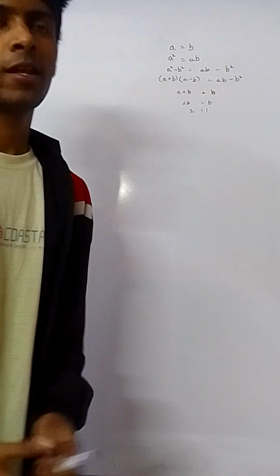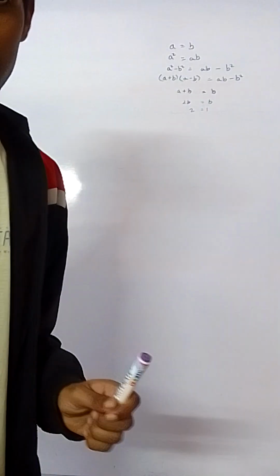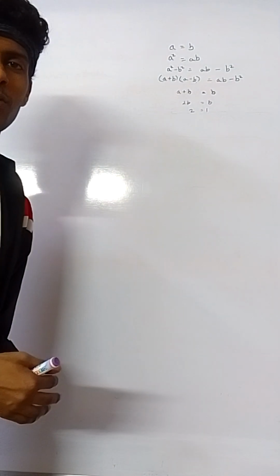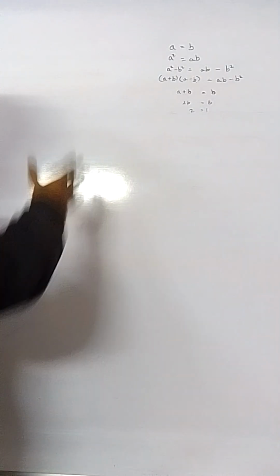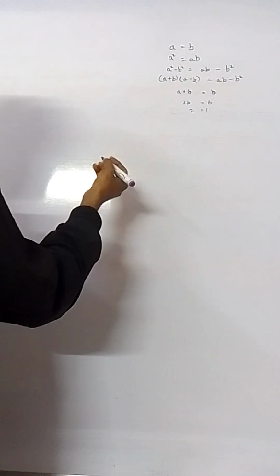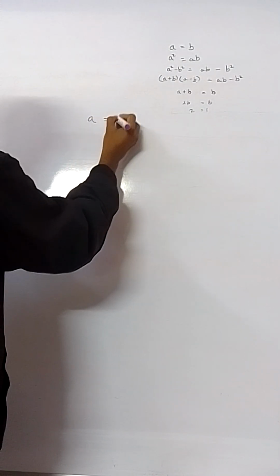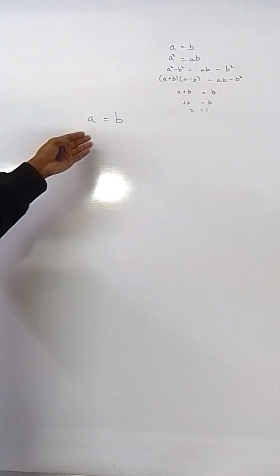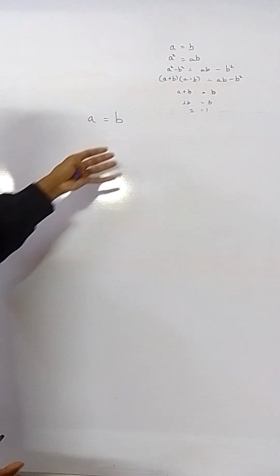Okay, so I've been getting this question a lot. Not me, but this is a very famous question. So I'd like to answer this in my way too. It goes something like this. We assume that A is equal to B. In mathematics, we can assume things. So we are assuming that A is equal to B.